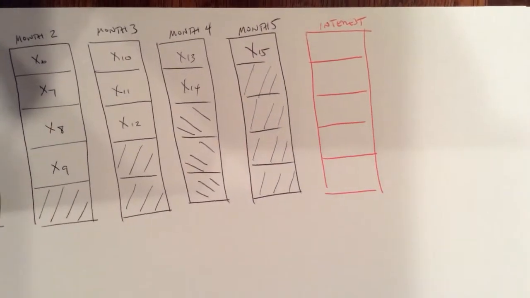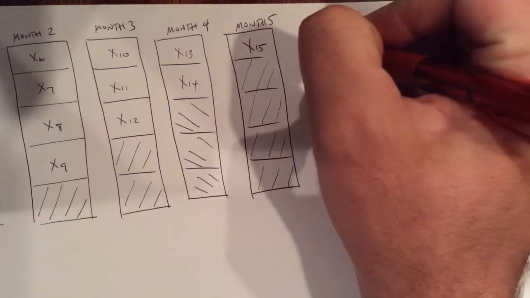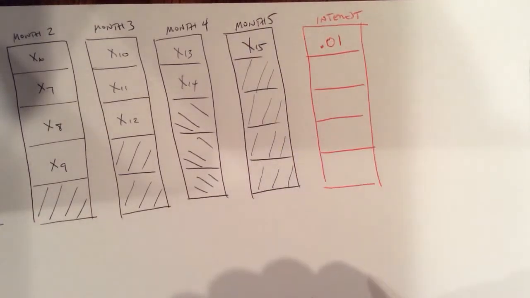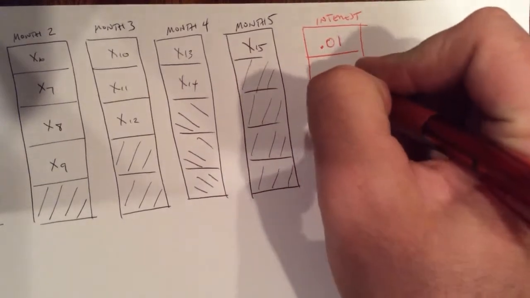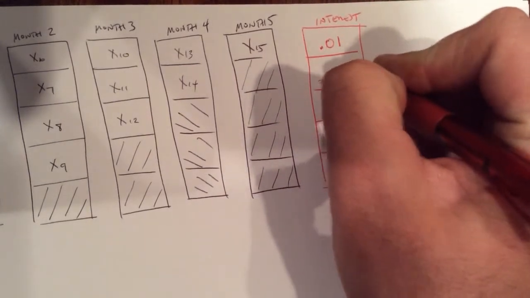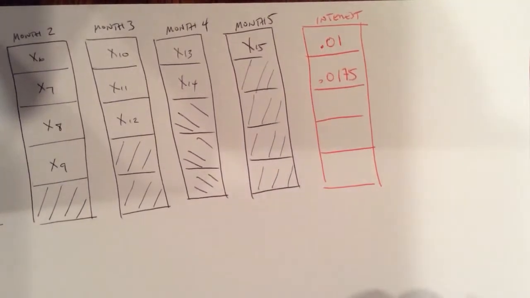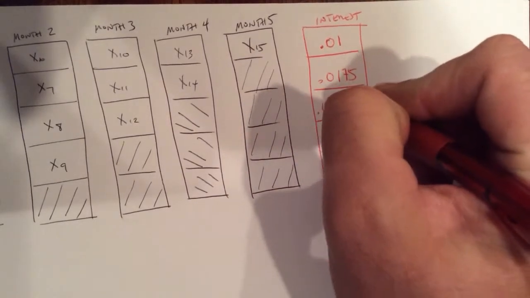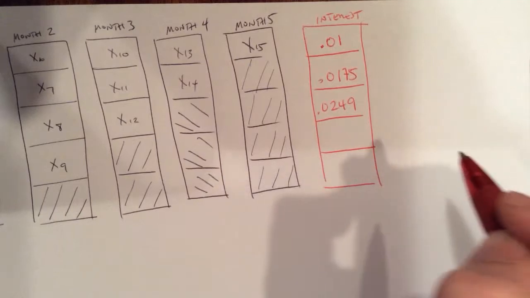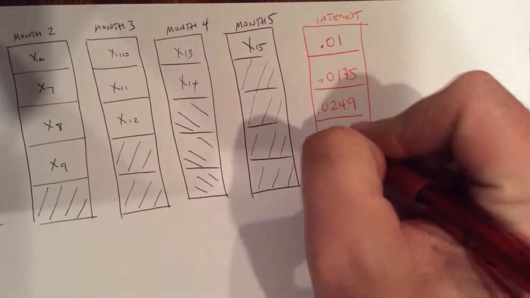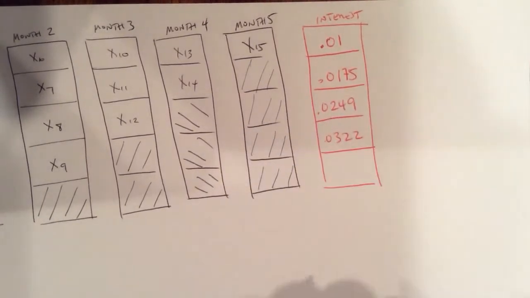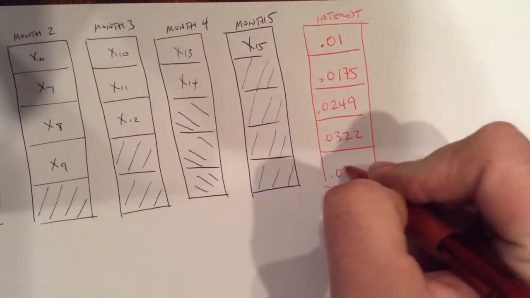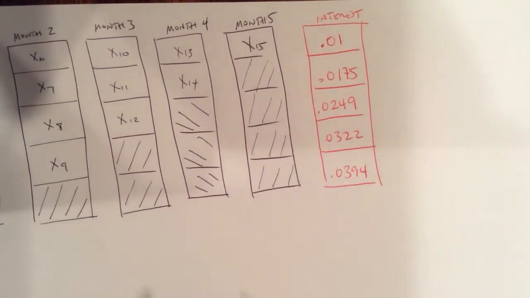So if it's a 1-month loan, the interest rate is 0.01, or what we call 1%. If it's a 2-month loan, it's 0.0175, or 1.75%. 3-month is 0.0249. A 4-month is 0.0322. And lastly, we have 0.0394 for a 5-month loan. So those are our interest rates that we have.